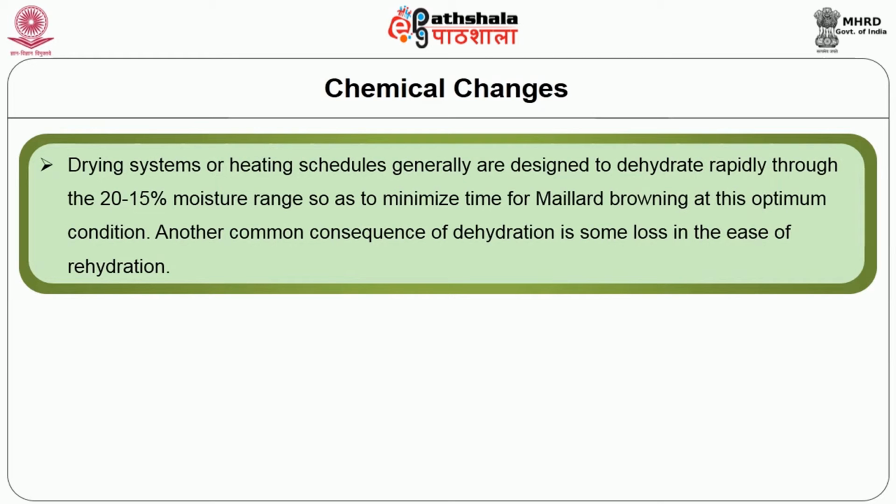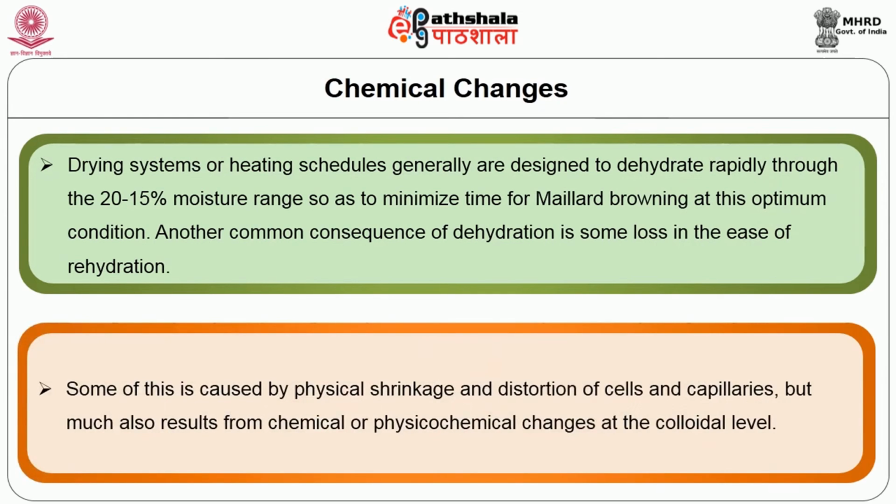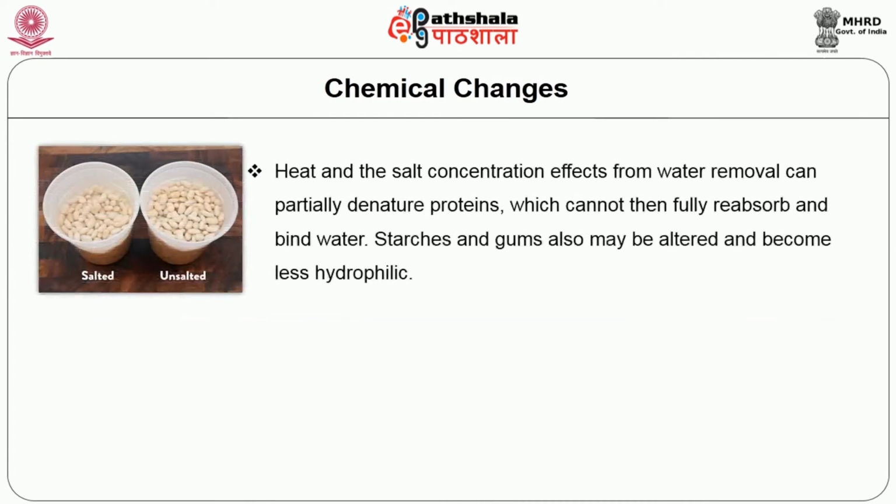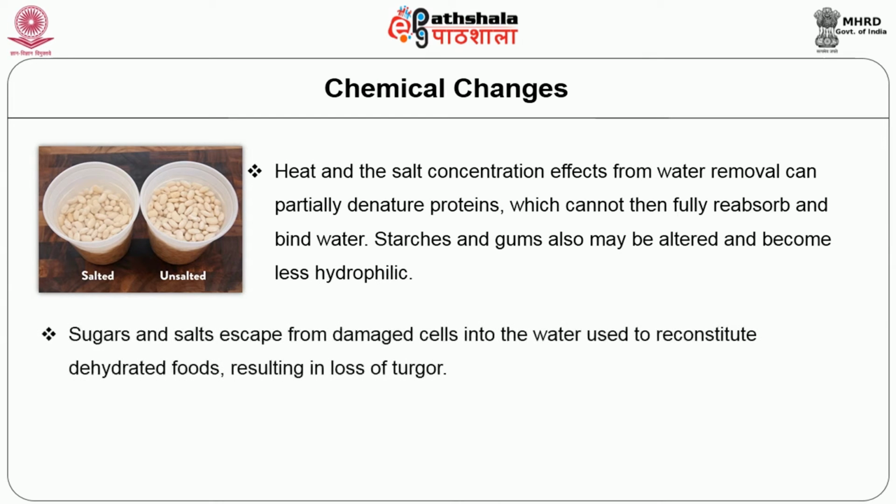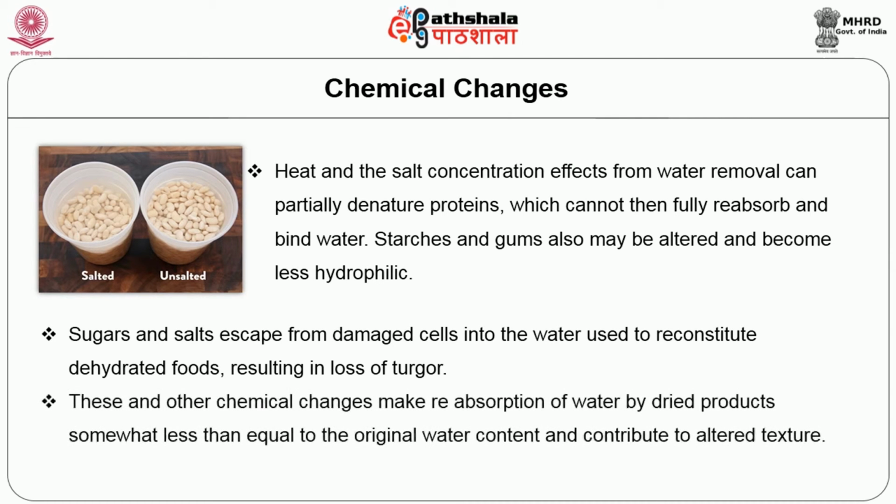Another common consequence of dehydrated food is some loss of ease of rehydration. Some of this is caused by physical shrinkage and distortion of cells and capillaries, but much also results from chemical or physicochemical changes at the colloidal level. Heat and salt concentration effects from water removal can partially denature proteins, which cannot then fully reabsorb and bind water. Starches and gums also may be altered and become less hydrophilic. Sugars and salts escape from damaged cells into the water used to reconstitute dehydrated food, resulting in loss of taste. These and other chemical changes make reabsorption of water by dried products somewhat less than equal to the original water content and contribute to altered texture.